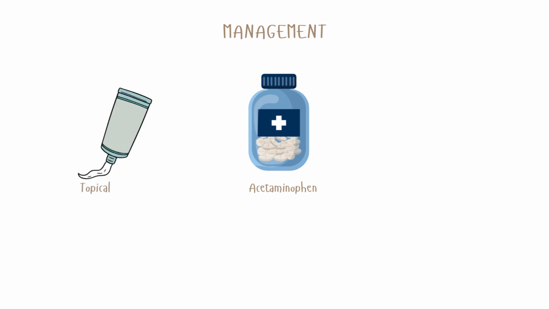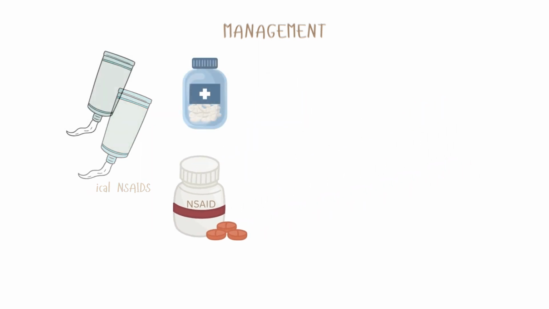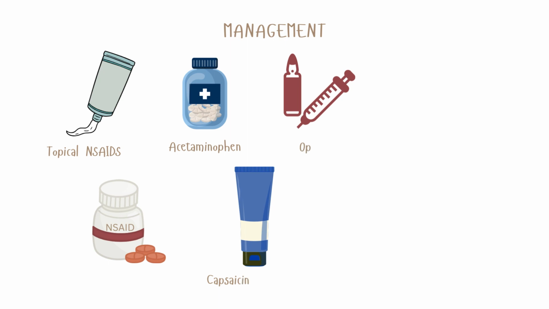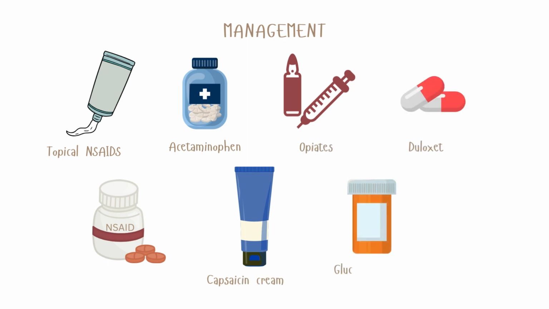Topical NSAIDs are used if symptoms are not controlled with acetaminophen. Oral NSAIDs should be considered in patients who remain symptomatic. Other medicines are capsaicin cream, strong opiates, and duloxetine. Glucosamine and chondroitin sulfate, however, are no more effective than placebo.